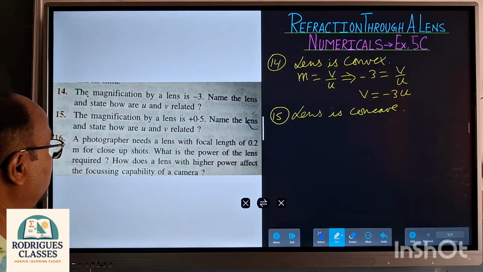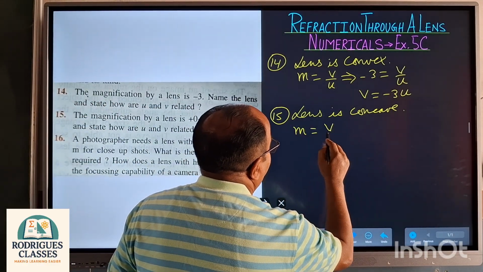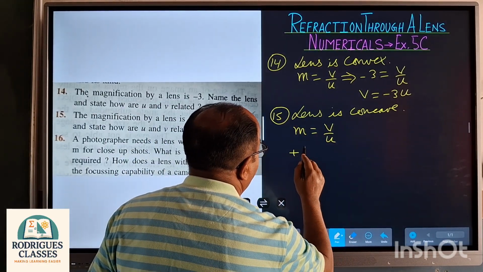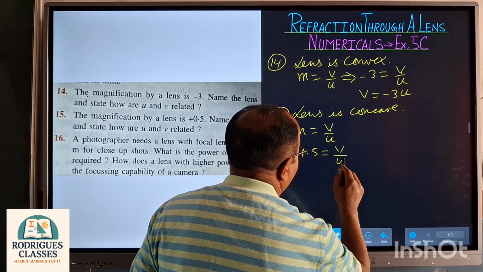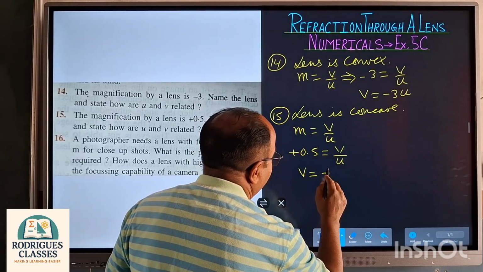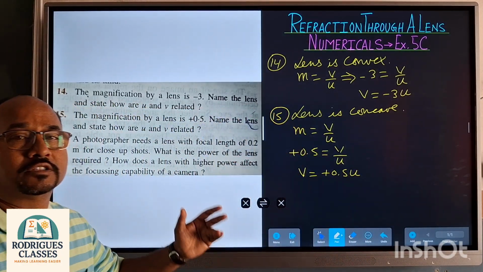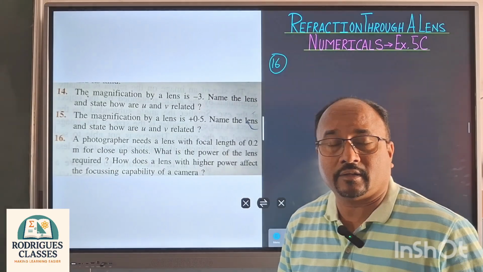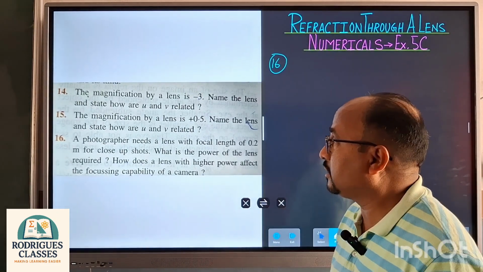Okay. Now, how are U and V related? So same way. M is here plus 0.5 and V by U. So V is equals to plus 0.5 U. So two similar type of sums are done here. To the 16th one, in a way this becomes the last sum because 17th and 18th are already done.